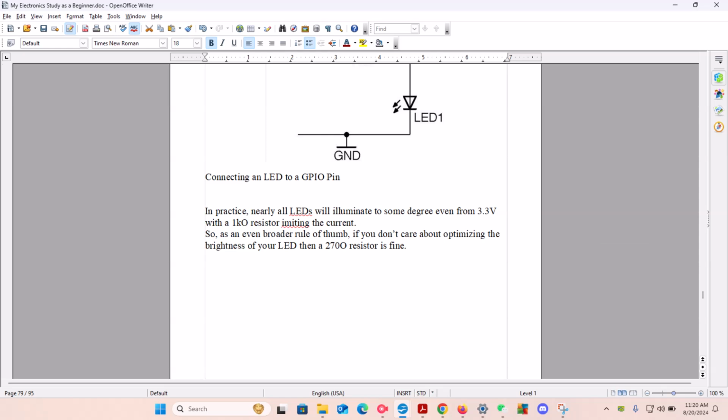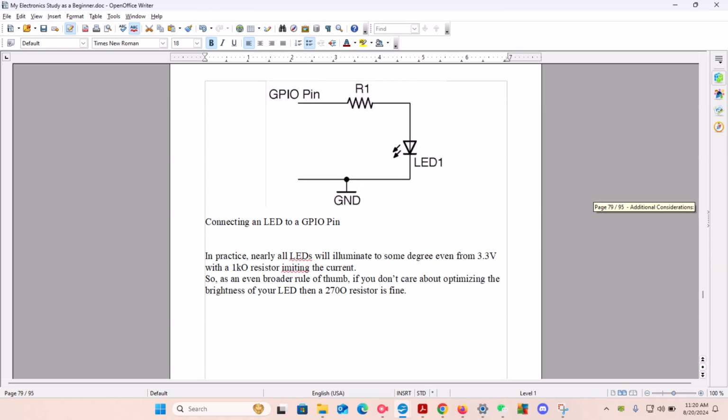Now in practice, nearly all LEDs will illuminate to some degree, even with 3.3 volts and a 1 kilo ohm resistor limiting the current. This would be limiting the current and the voltage together, because current is the flow of electrons, and voltage is the potential difference between the plus and the minus polarity. So the resistance would be limiting the current flow.